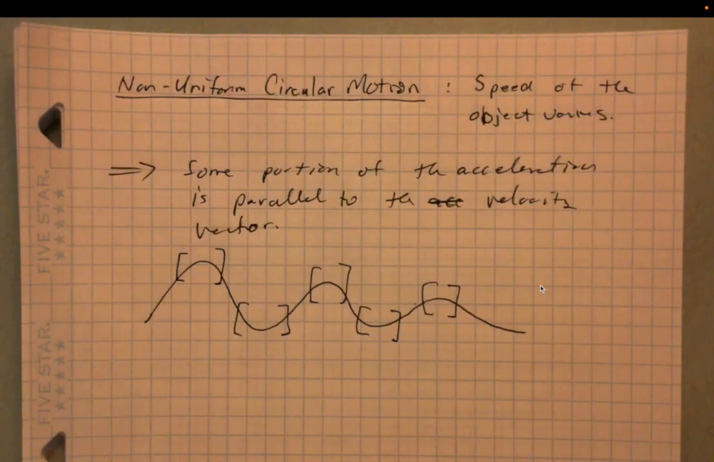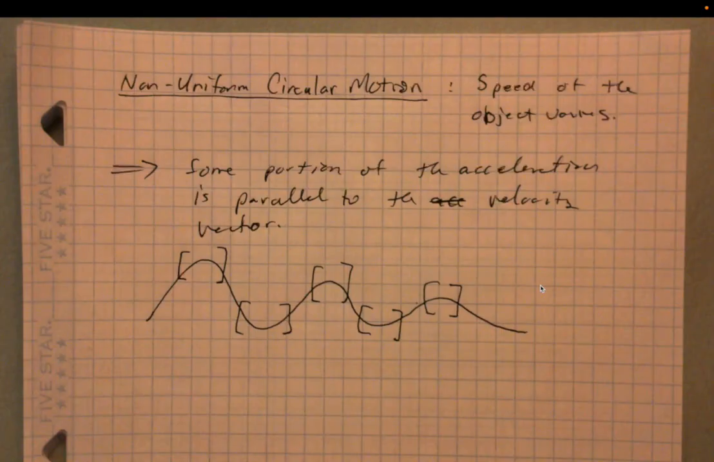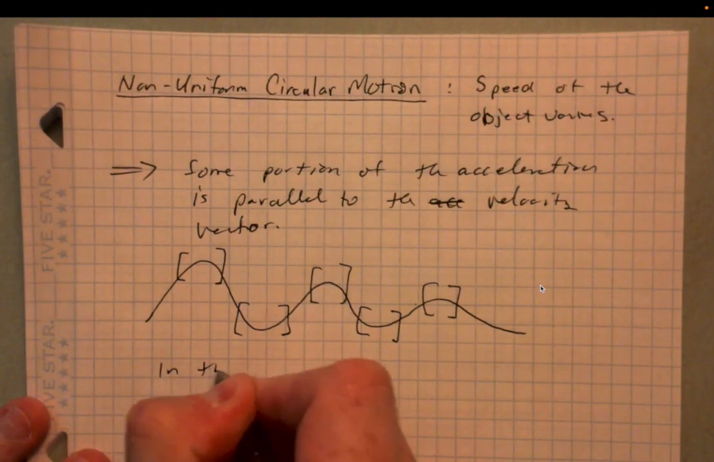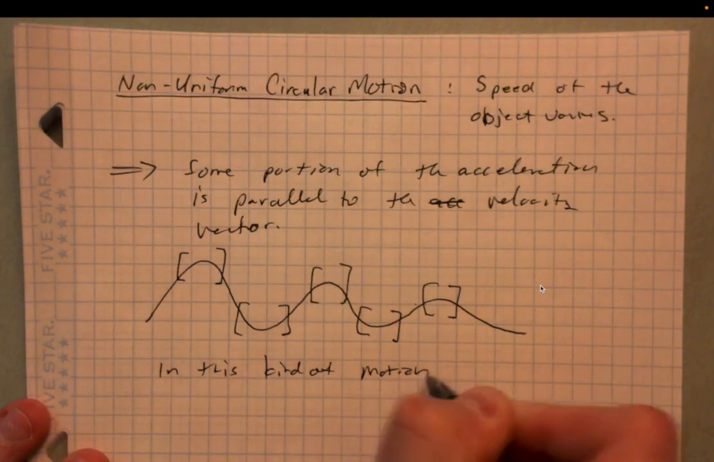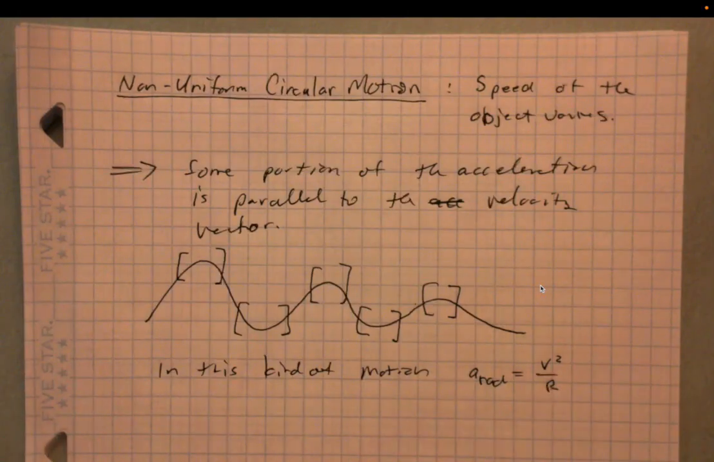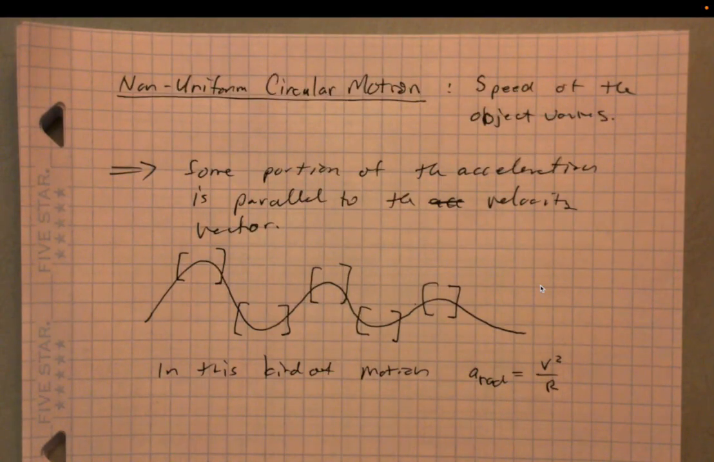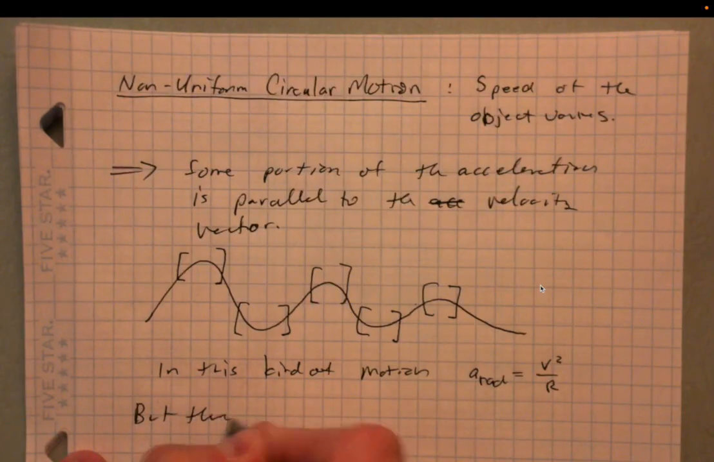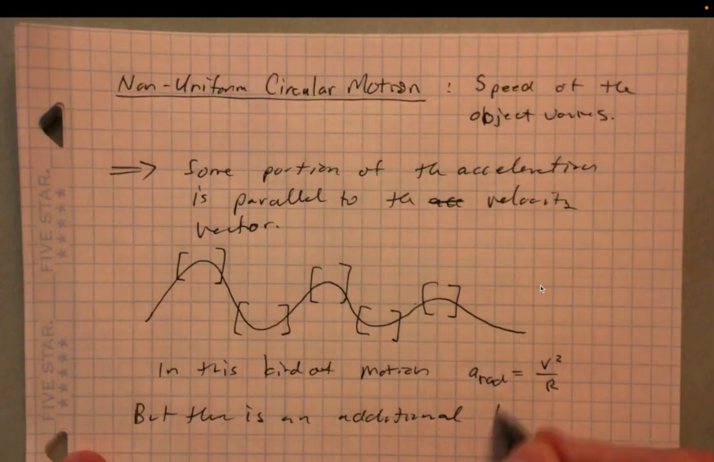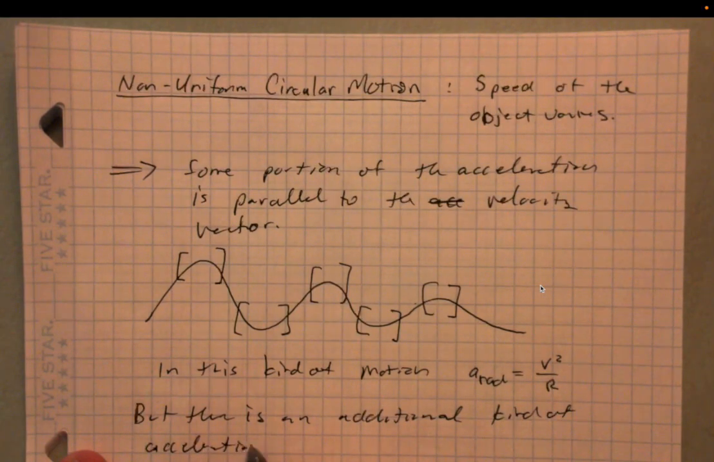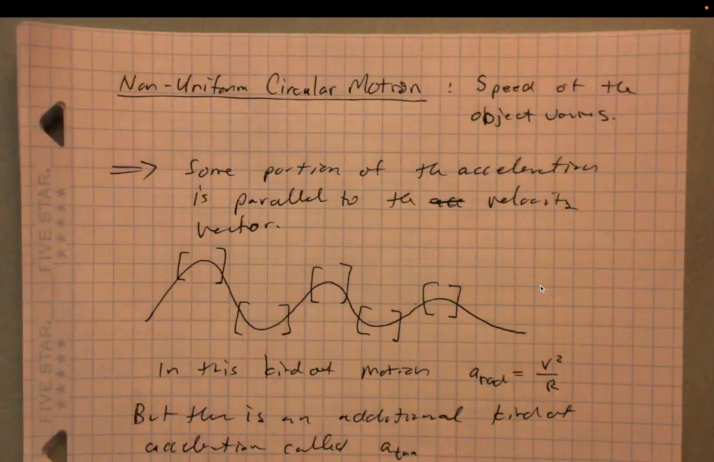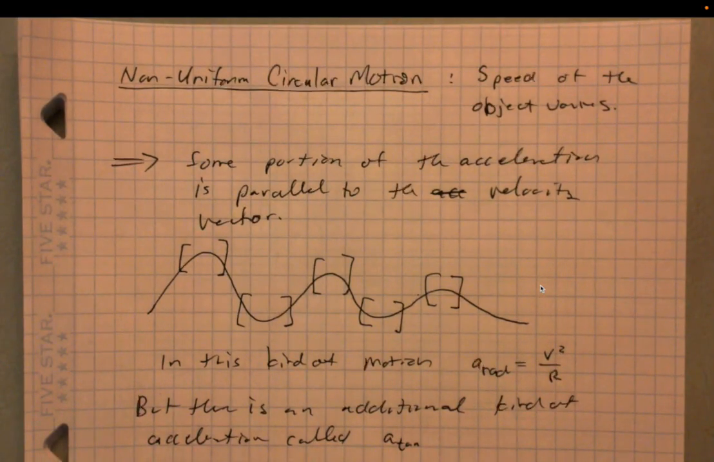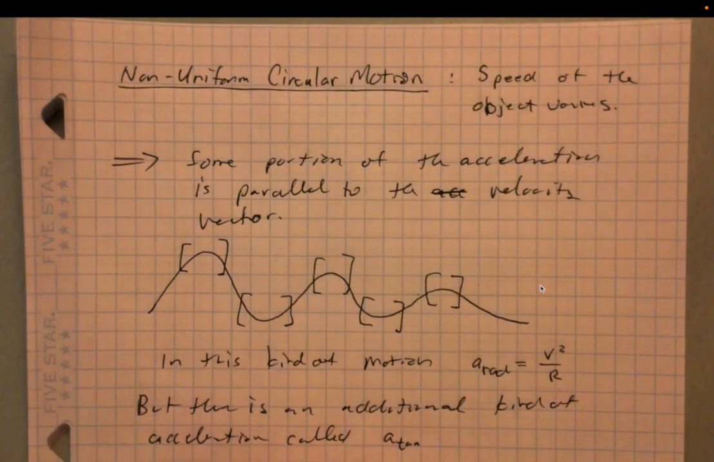You could specifically do it when we're rounding hills and valleys, right? So in this kind of motion, a rad is still equal to v squared over r, but there's an additional component of acceleration that's not captured in this expression. We'll call it a tan, a tangential acceleration. This component of the acceleration is going to lie parallel to the velocity vector, right?